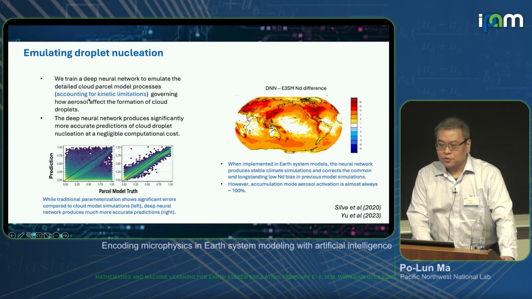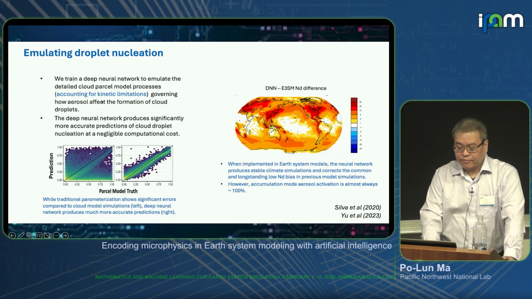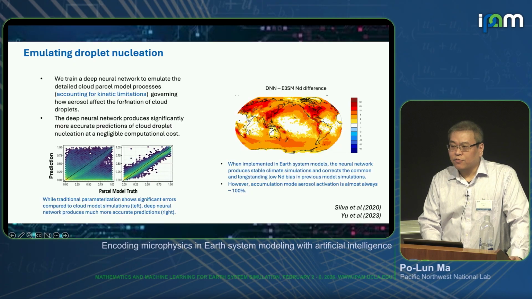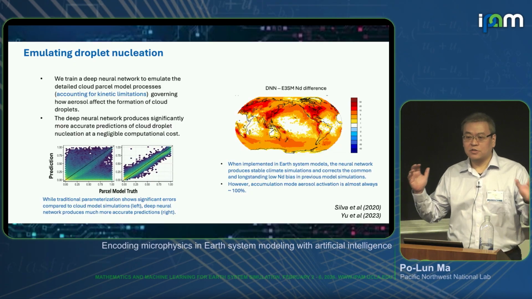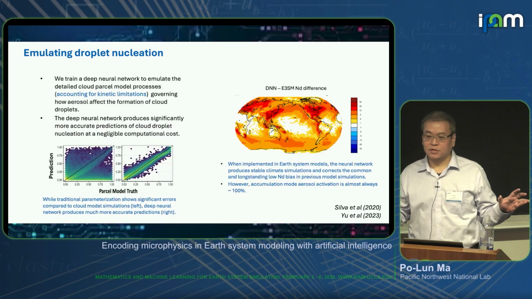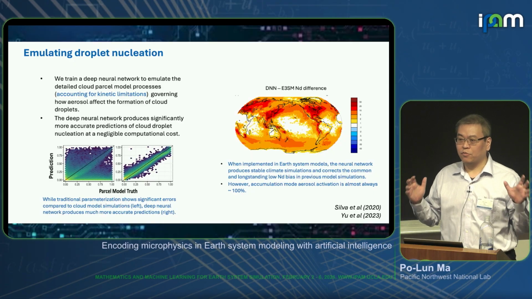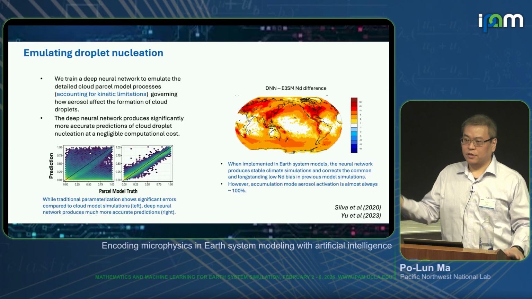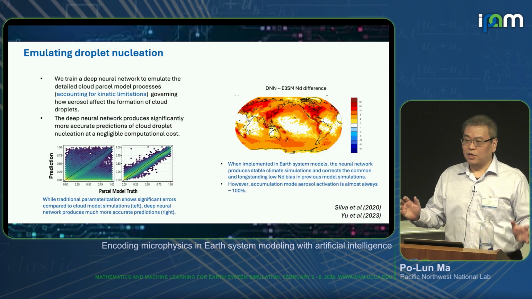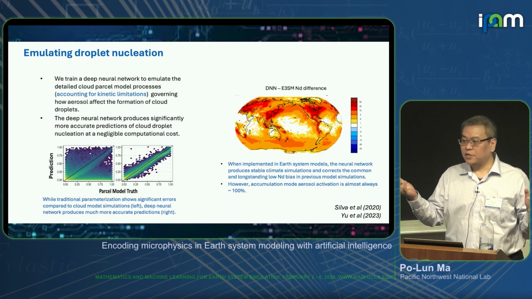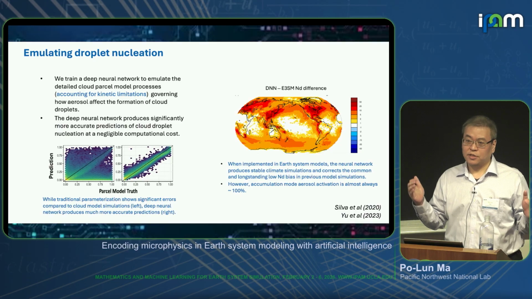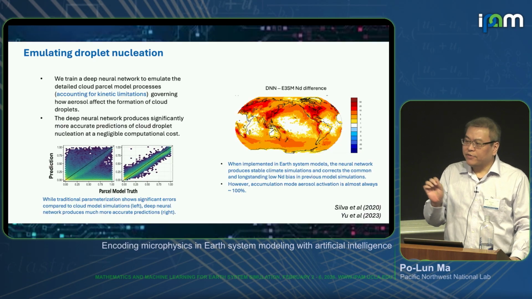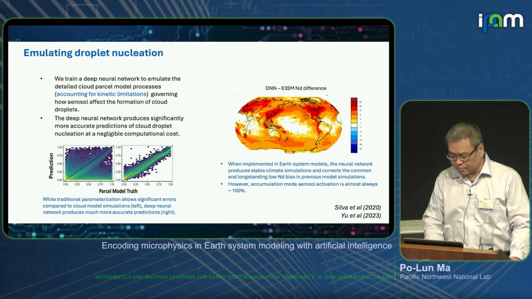And we try to analyze if the kinetic limitations are accounted for. That means when you have multiple modes of aerosol, a lot of Aitken mode aerosols, that they should compete for water vapor with the accumulation mode aerosol. So if you increase Aitken mode aerosol, the accumulation mode aerosol activation fraction should decrease. And it has a little bit of that, but not very strong.